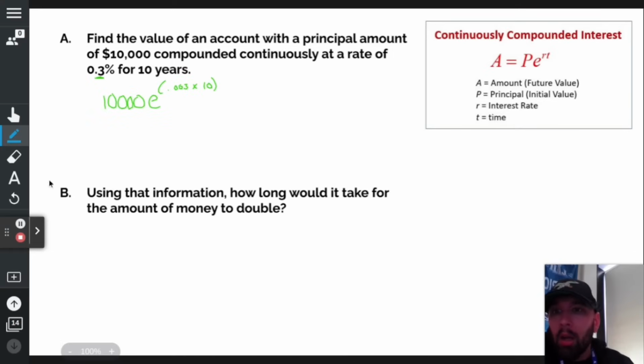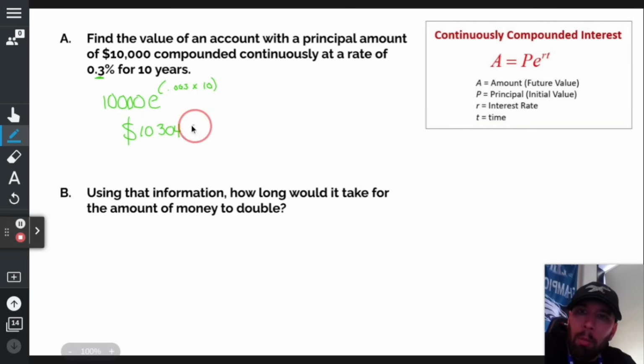And you're wrong. You made like $300 after 10 years. What a waste. So this becomes $10,304.55. Remember, it's money, so round appropriately.